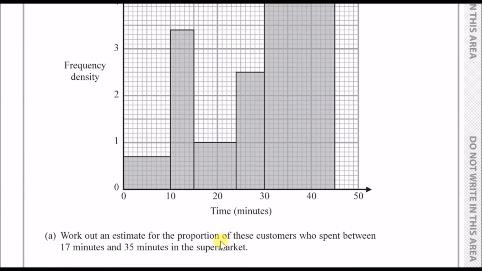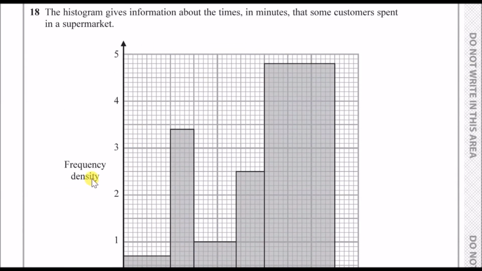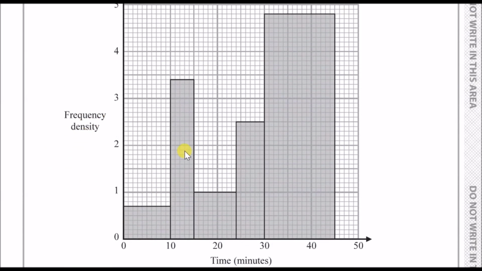Okay, so on the x-axis, we've got the time spent in minutes, and on the y-axis, we've got the frequency density. And if you look at each of these blocks, this is the number of customers. So once you work out the area, then we know how many customers spent under a certain time period.